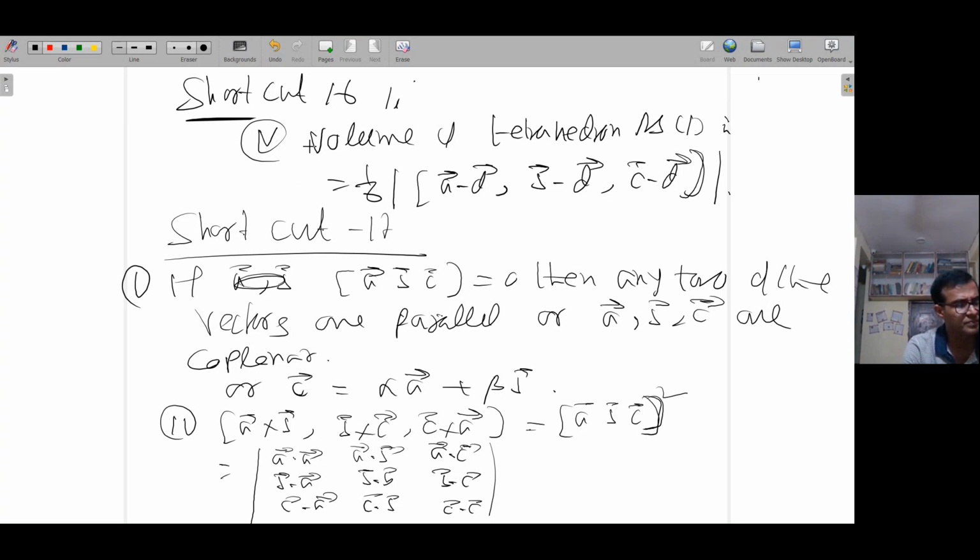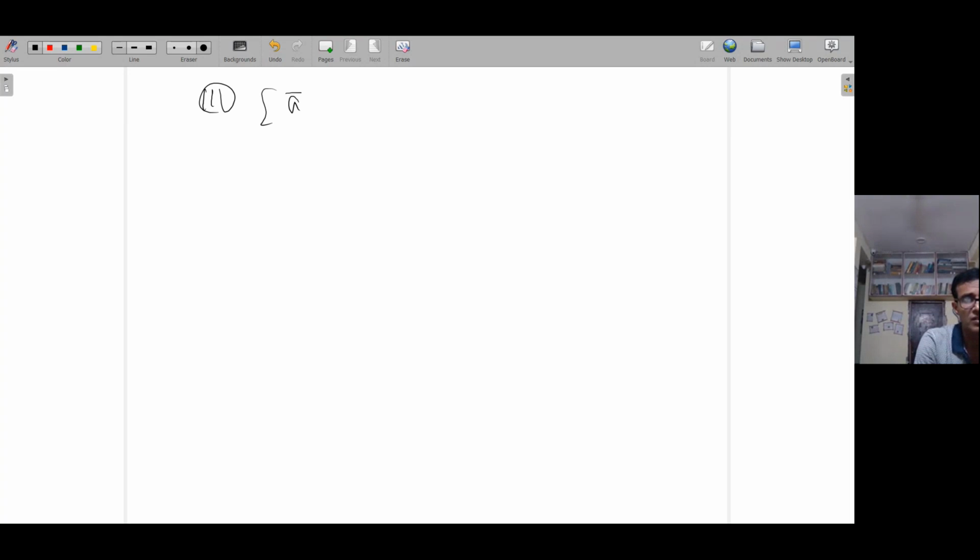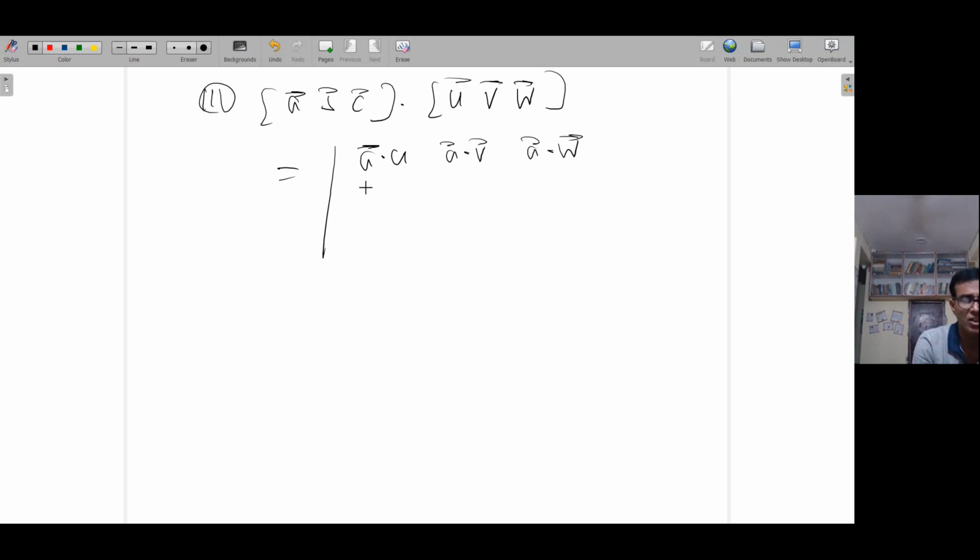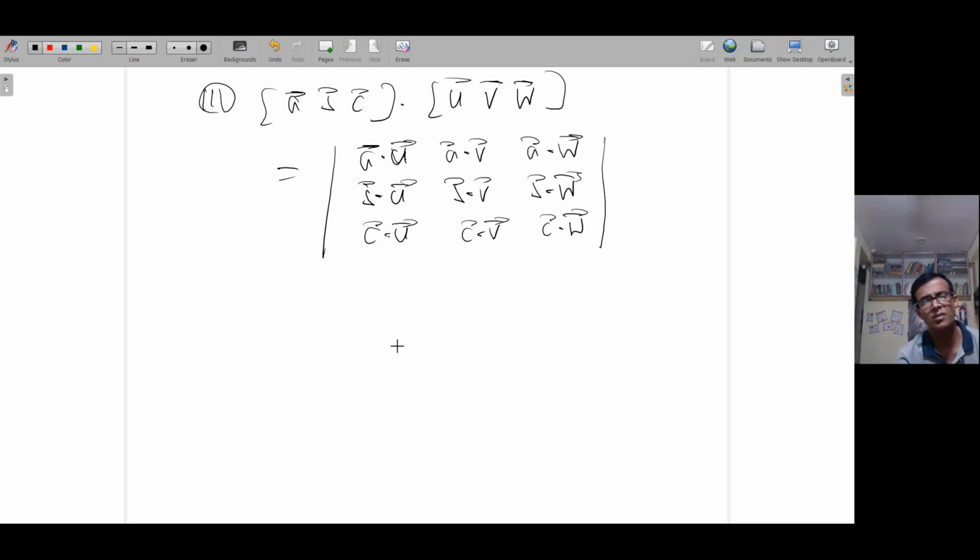Now note this. Third part: [A, B, C] dot [U, V, W] is equal to the determinant A dot U, A dot V, A dot W; B dot U, B dot V, B dot W; C dot U, C dot V, C dot W. Okay.